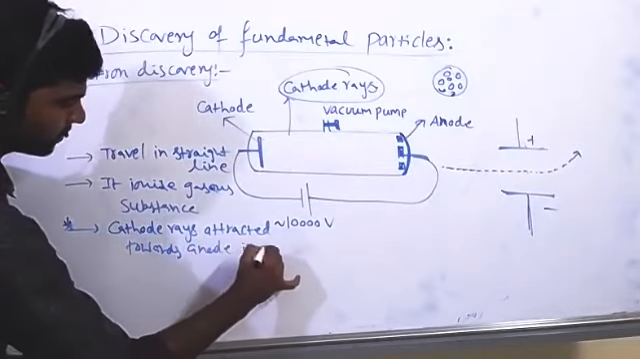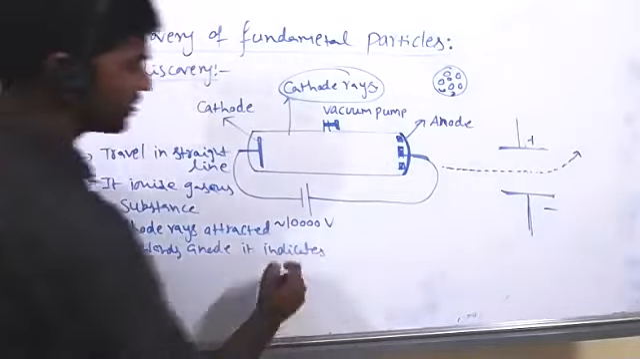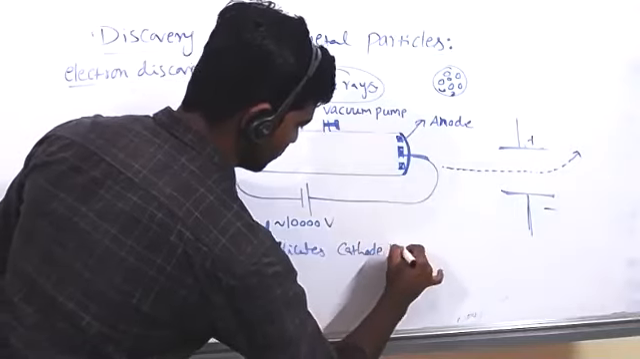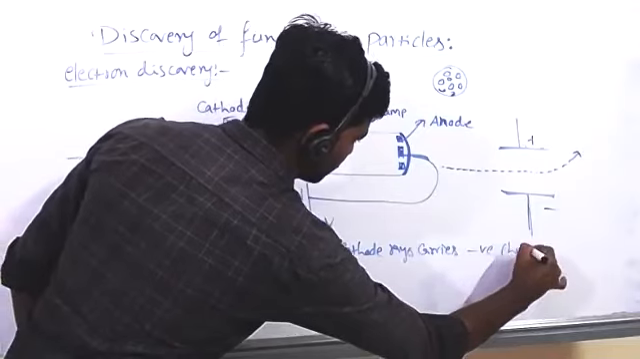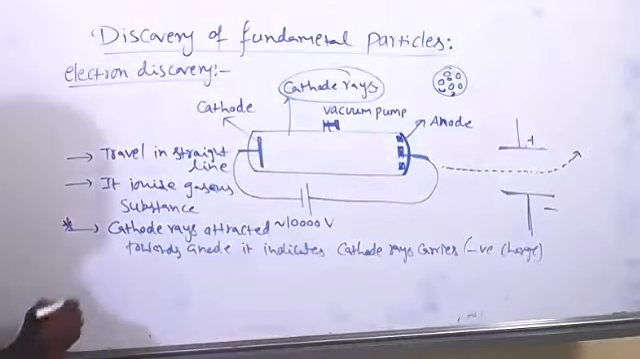So it indicates, so cathode rays carry negative charge. Next.